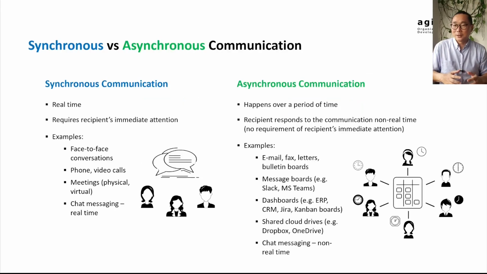Okay, let's first start with the basics. What is synchronous communication and what is asynchronous communication? Synchronous communication happens in real time. It can happen in a same physical space setting or over various communication devices. The key attribute is that synchronous communication requires the other party's immediate attention.